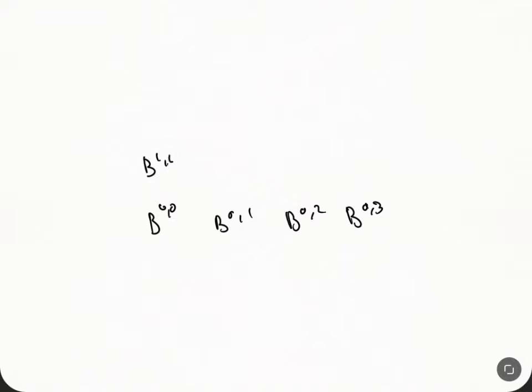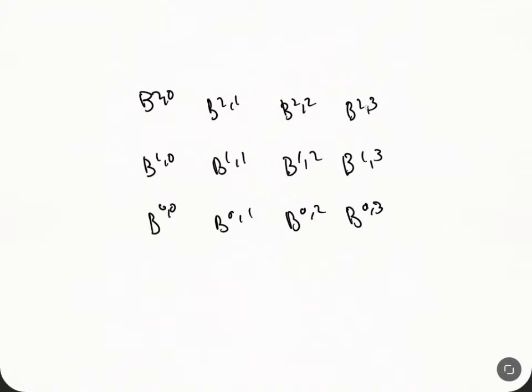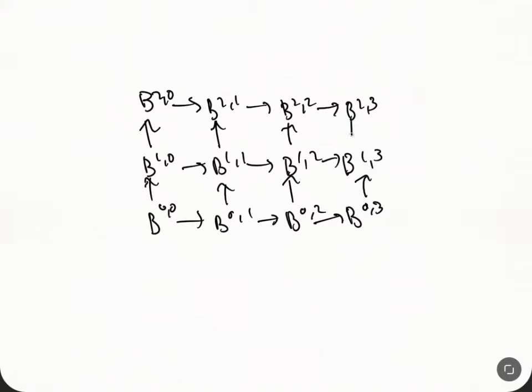Okay, B10, B11, B12, B13, B20, B21, B22, B23. So we have all these objects, and they're connected by a double complex, or like two d arrows. They're going to be a complex in the up direction, and a complex in the side direction here. Okay, so this is what a double complex is.